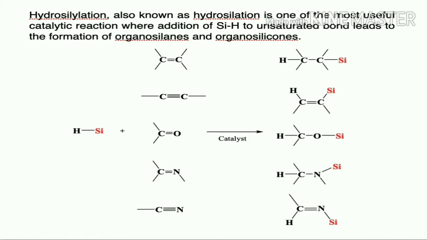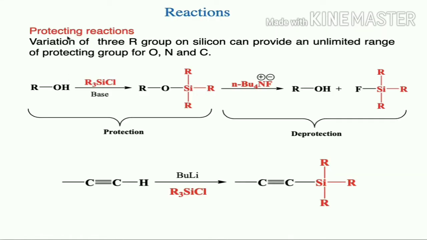If we come to the reactions, the first important reaction is the protection reaction. Variation of the R group on the silicon can provide an unlimited range of protecting groups for oxygen, nitrogen and carbon. In this protection reaction, we protect a reactive functional group, thereby making it less reactive. In such cases, organosilicons play a very important role, protecting oxygen, nitrogen and carbon by just varying the three alkyl groups attached.